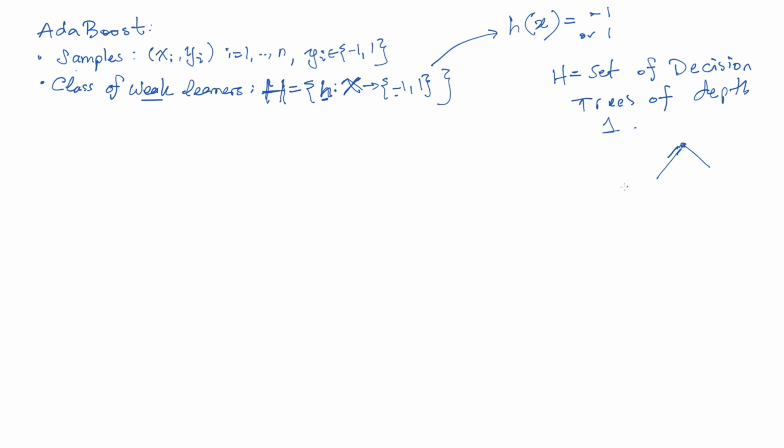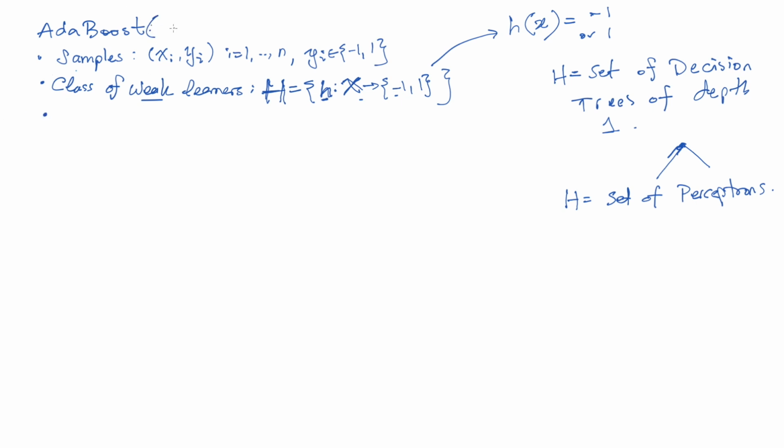Okay, or H could be the set of perceptrons. Perceptrons is a linear classifier. It's pretty basic. You can have H just being the set of all possible perceptrons. The idea is that this is a class of really simple models that can be trained quite quickly. A decision tree with depth 1 can be trained very easily, very quickly. Okay. All right. The next thing.